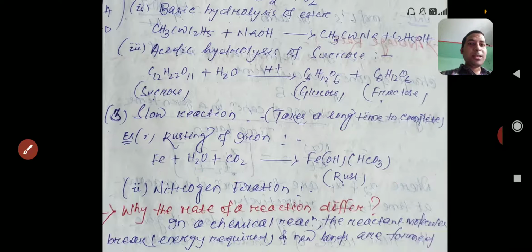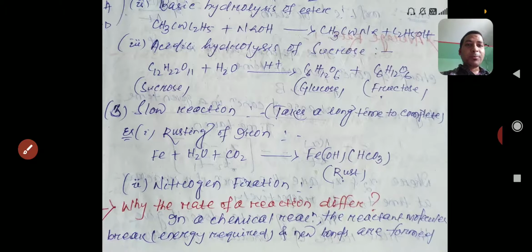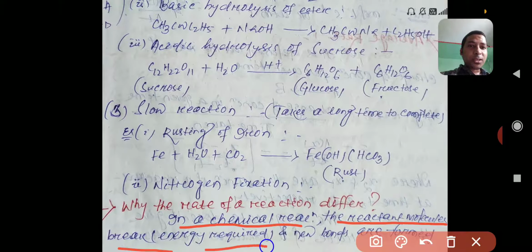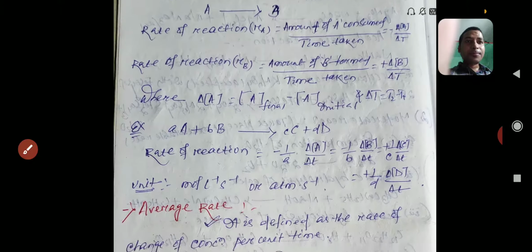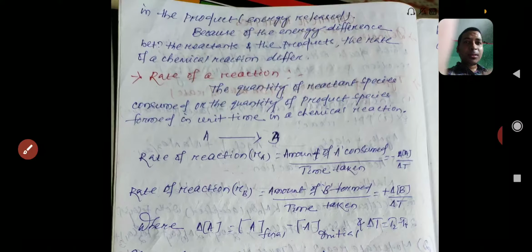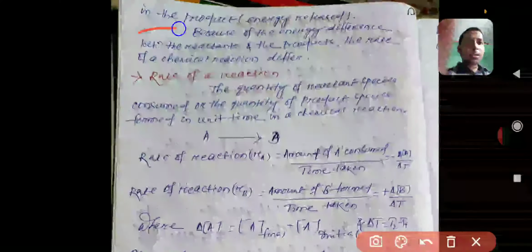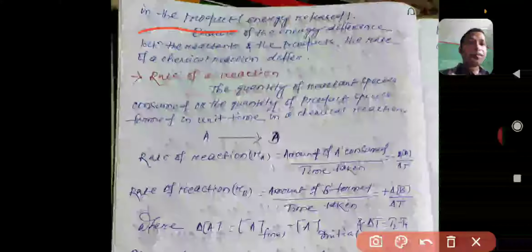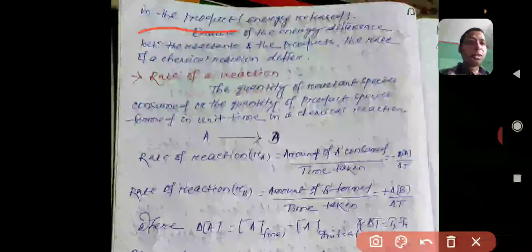I have written the same note here. In a chemical reaction, the reactant molecules break, that means energy is required for their breaking, and new bonds are formed in the product, and energy is released during the process. Because of the energy difference between the reactants and products, the rate of a chemical reaction varies.